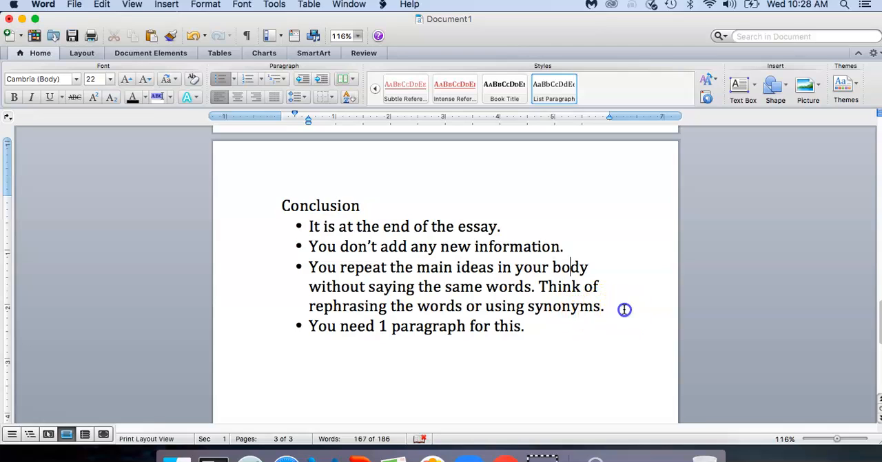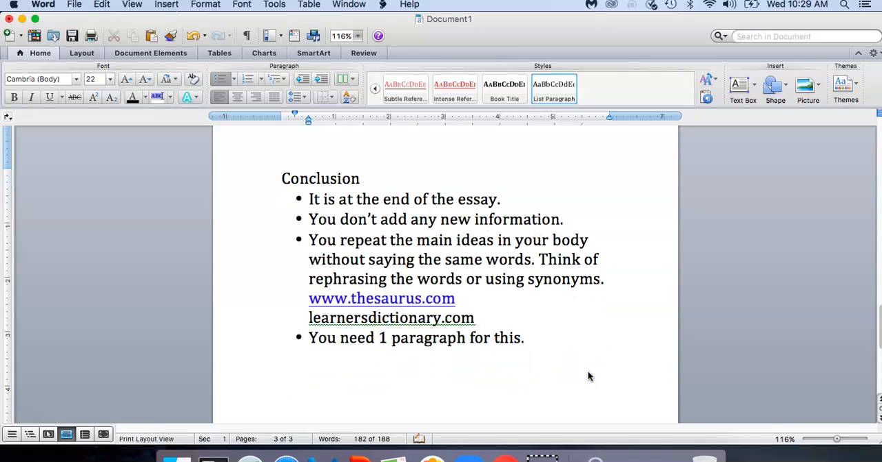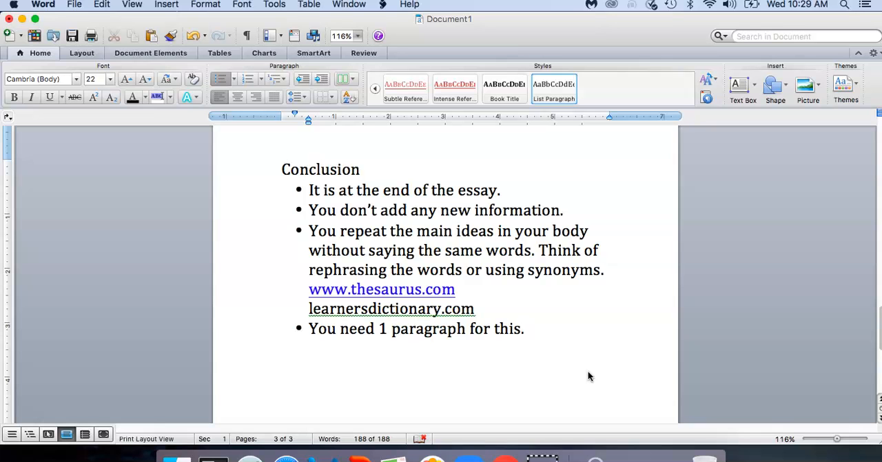Remember, if we are talking about synonyms, you can go to like thesaurus.com to find synonyms for common words, okay? But also make sure that you check the meaning. Another resource that you can go to is learnersdictionary.com. Make sure you check the meaning there because you don't want to use a word which you think is a synonym, but it's not really a synonym. And you need 1 paragraph for this, okay? So that's a review of the different parts of the essay.